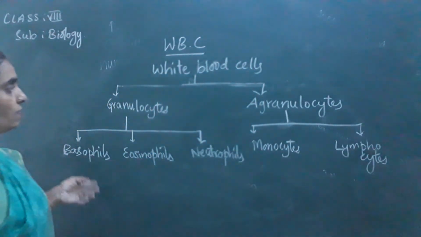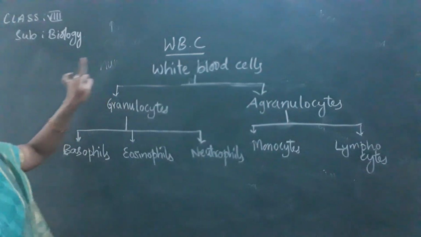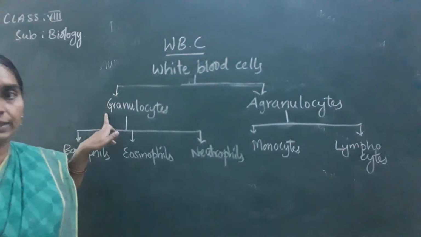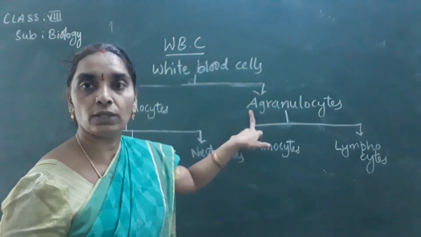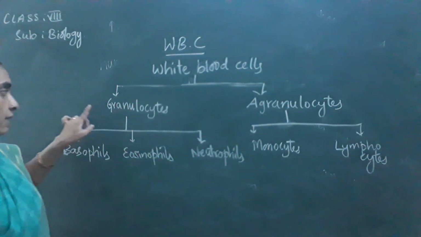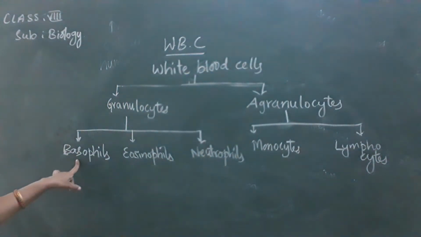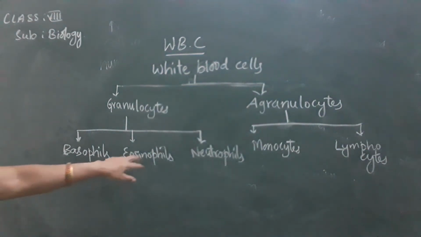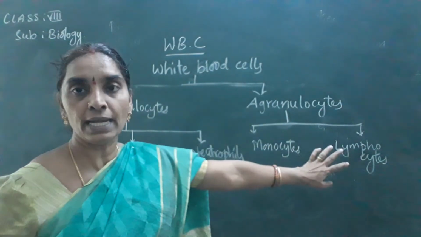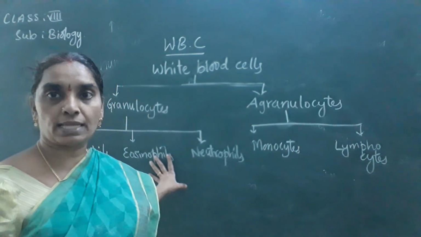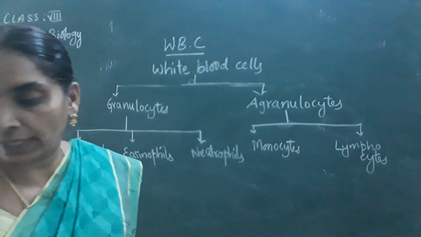Is it visible, children? Once again I tell you, WBC are divided into granulocytes, in which the granules are present, and agranulocytes, in which the granules are absent in the cell. Granulocytes are divided into basophils, eosinophils and neutrophils. Agranulocytes are divided into monocytes and lymphocytes. How is the cell structure? I will show you one by one now.